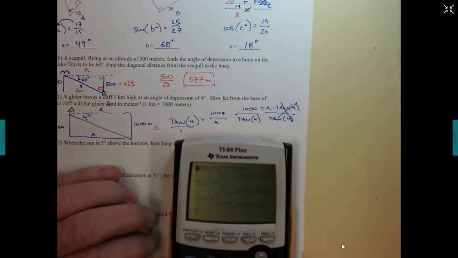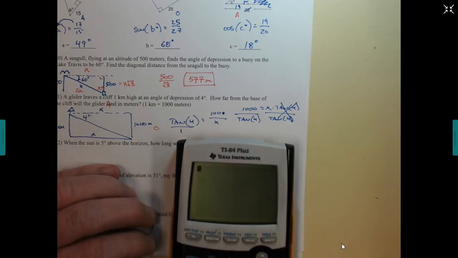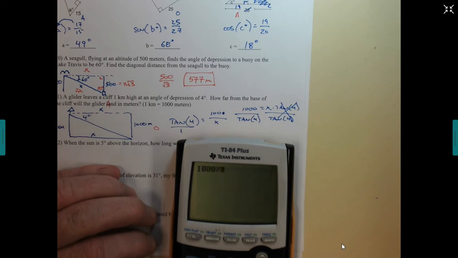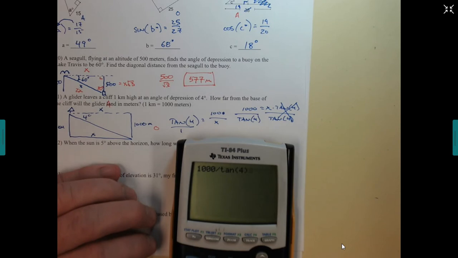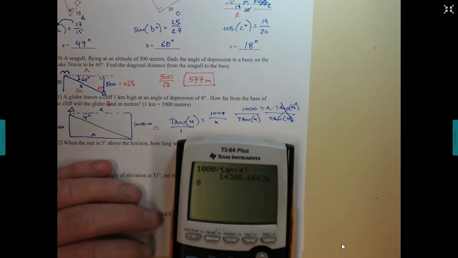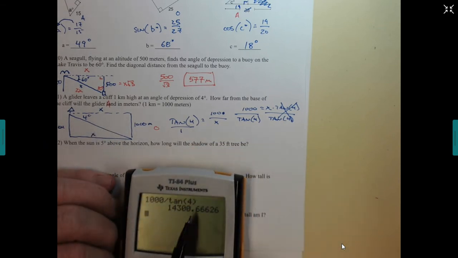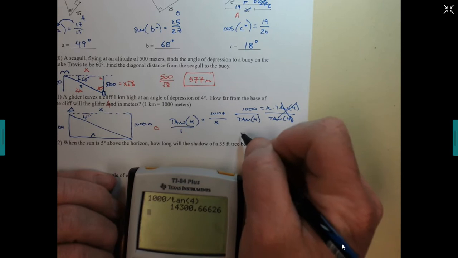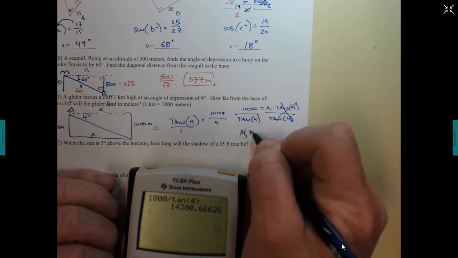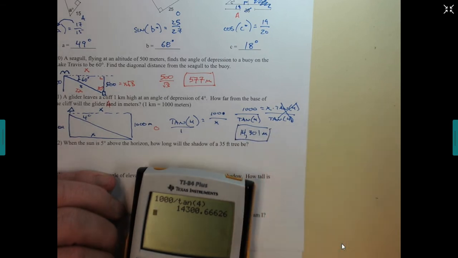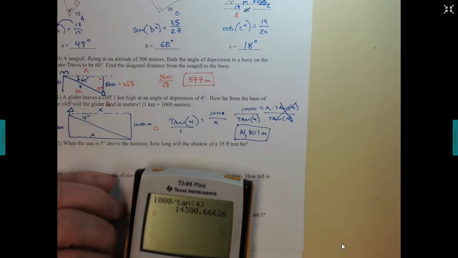So if I have the calculator, I'm just going to plug in what I read. What I'm reading there is 1,000 divided by the tangent of 4. Plug it in the calculator just like I read it. And there we go. It says in meters, so we're going to say this will be probably to the nearest meter, 14,301 meters. Okay.